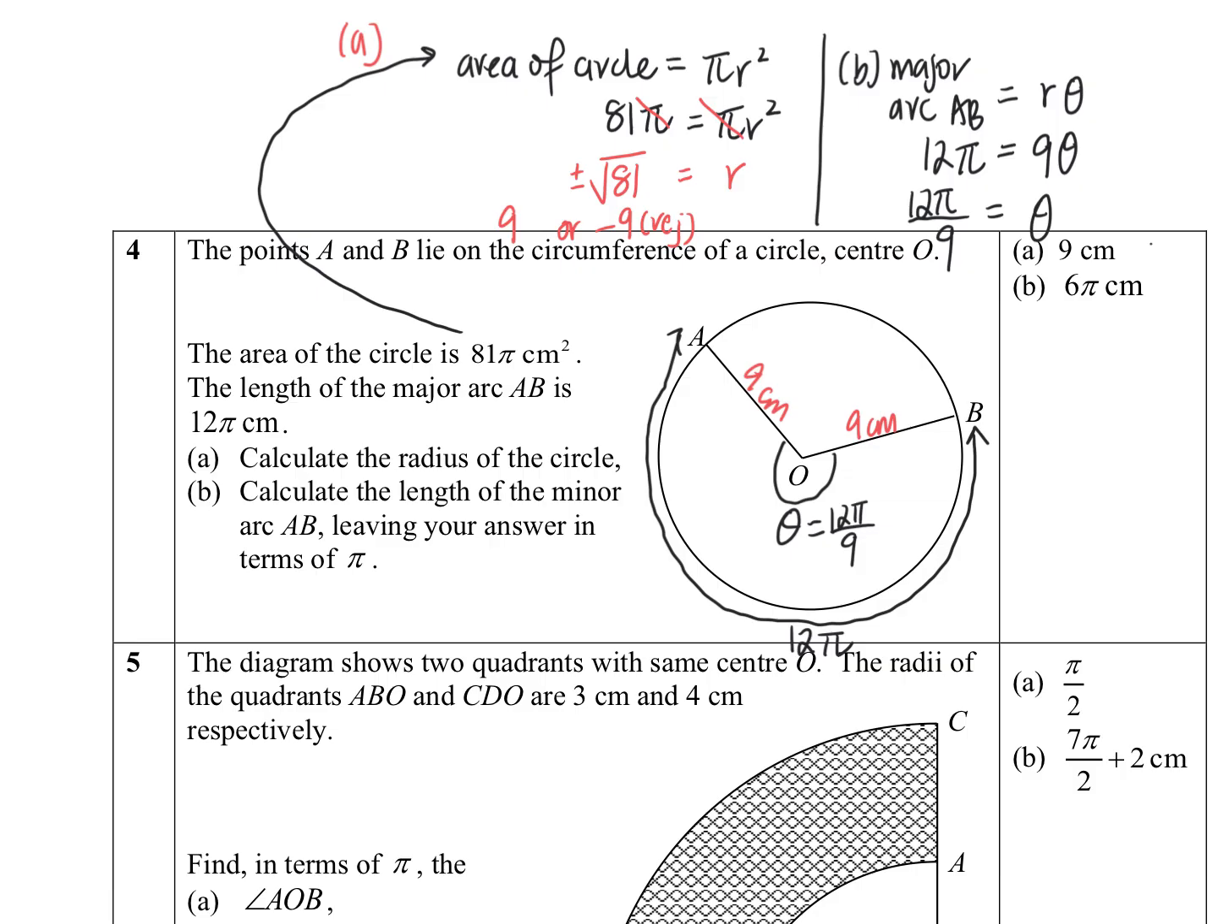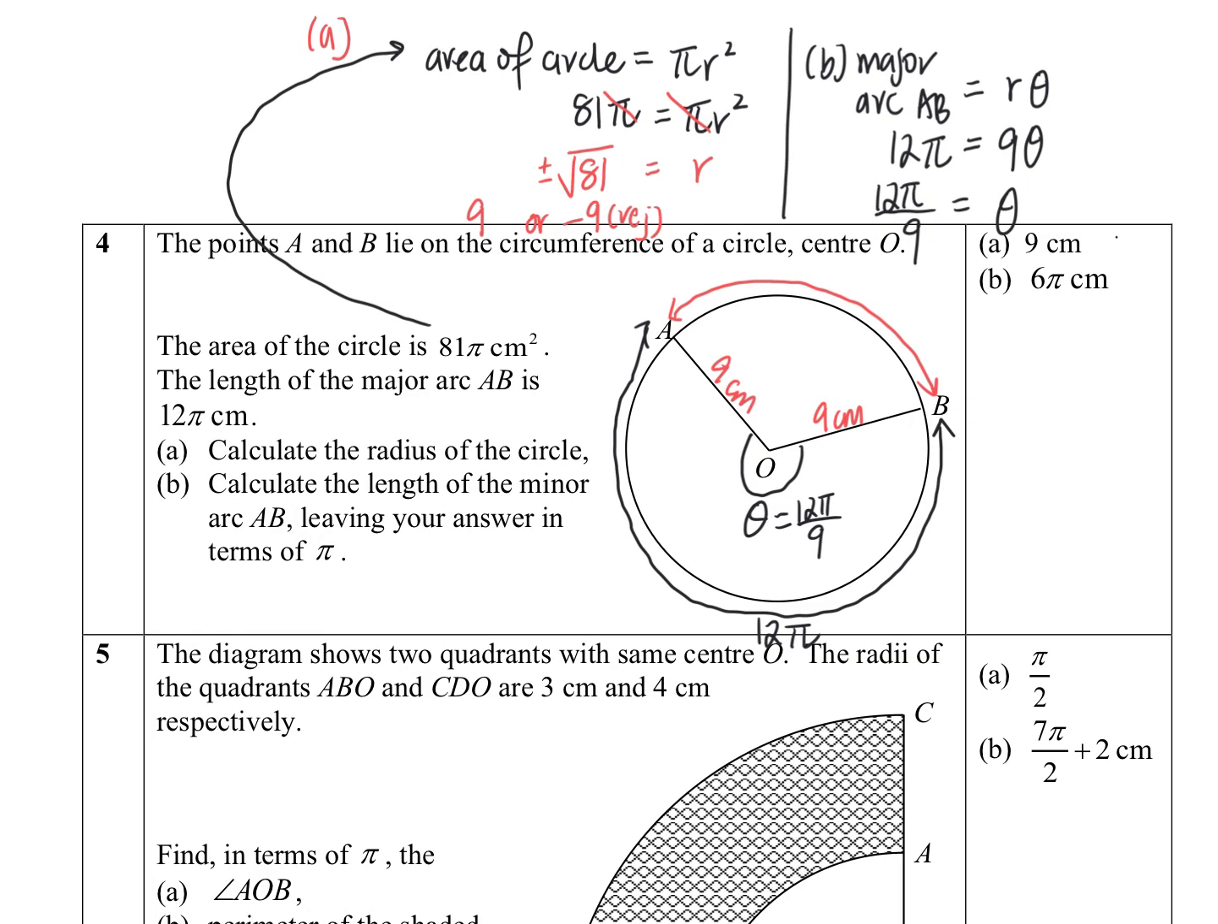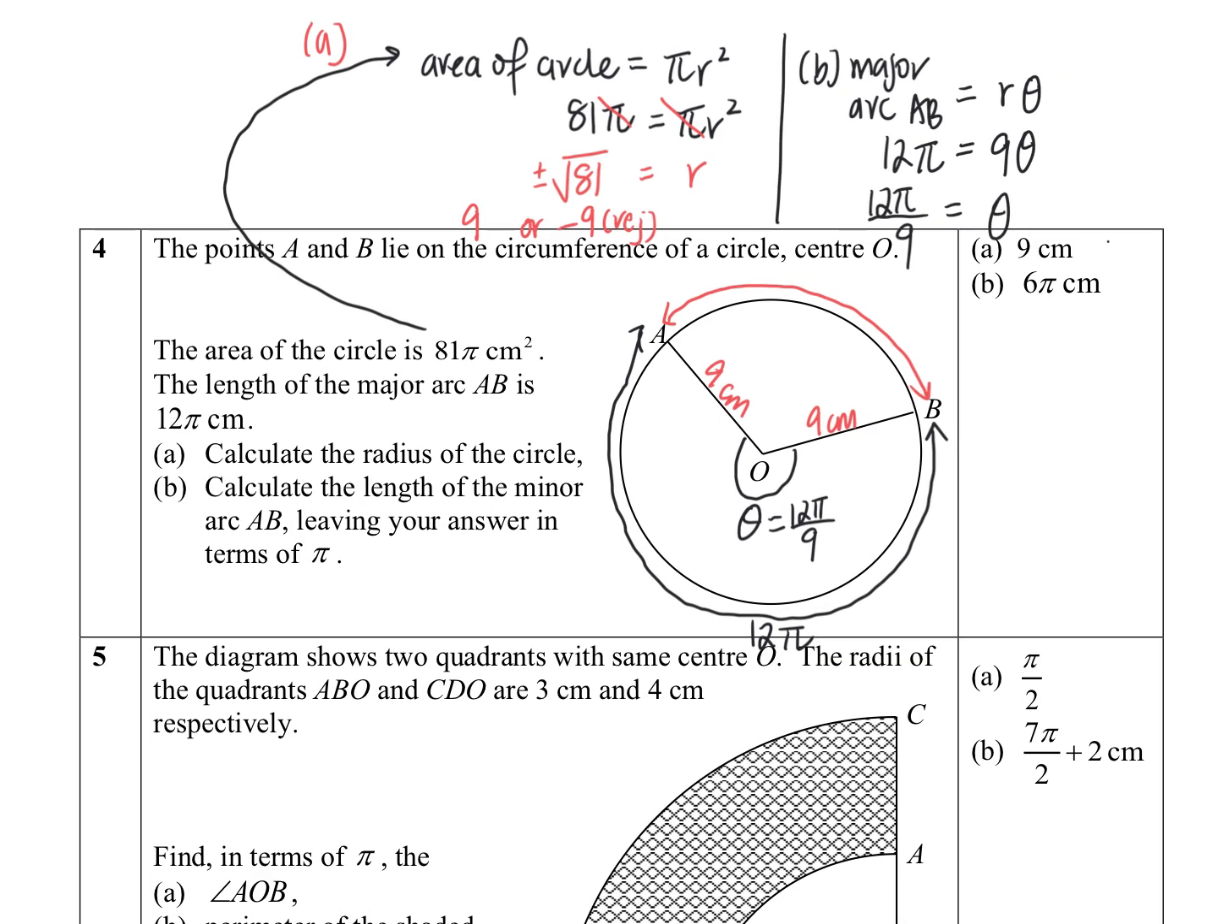Okay, the moment you found the theta, now they say, can you then tell me what is the length of the minor arc? So they want you to find this piece. What do you think you should do, Ufa? How to find this minor arc? I already know the major is 12 pi. Yeah, how to find?